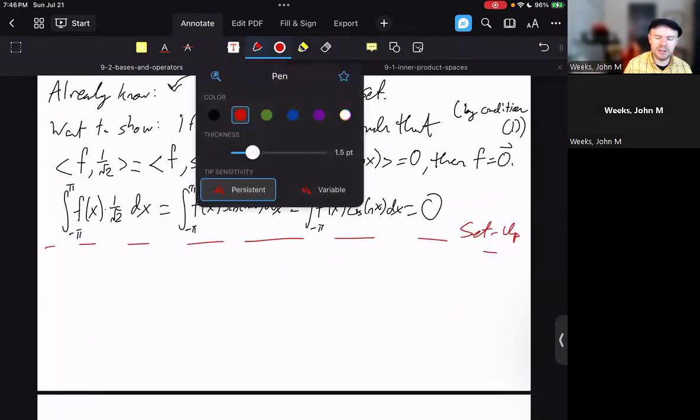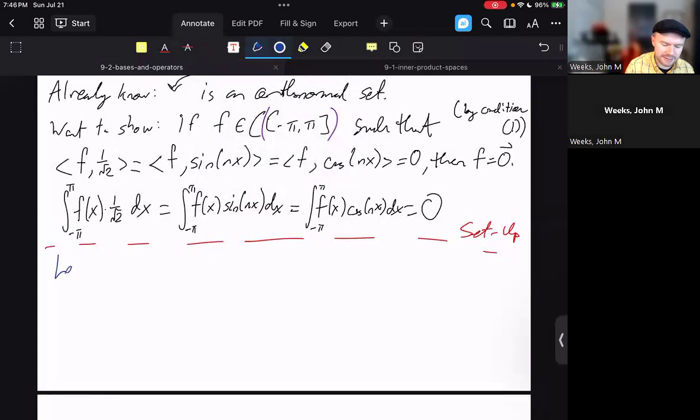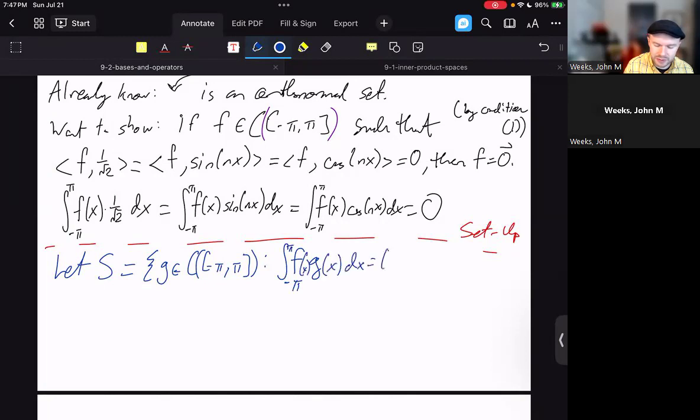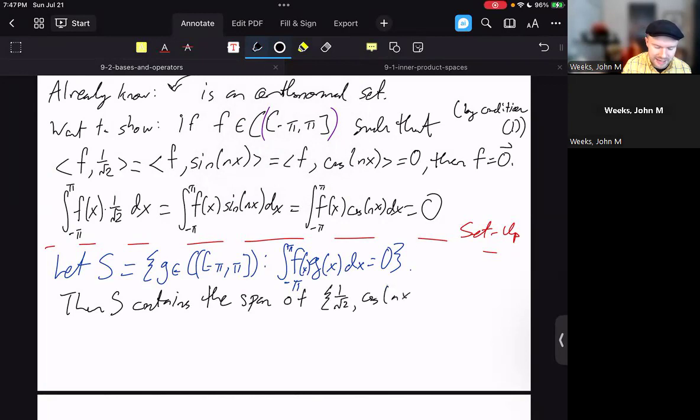The setup for this is going to look a little bit like this. Let's take a set S to be the set of all functions g that are continuous functions from negative pi to pi, and let's define the set S to be all of those functions that have the integral from negative pi to pi of f of x times g of x dx equal to 0. For example, S is a non-empty set, and it contains everything inside of this basis. You know what else it contains? It contains the span of the orthonormal sequence that we've been looking at, the span of 1 over square root of 2, cosine nx and sine nx.